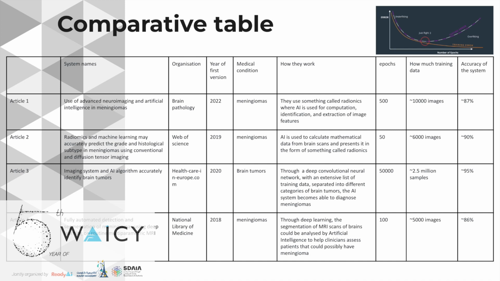In our last article, Article 4, it is the fully automated detection and segmentation of meningiomas using deep learning on routine multiparametric MRI by the National Library of Medicine. This was published in 2018 and covers the medical condition of meningiomas. It works through deep learning. The segmentation of MRI scans of brains can be analyzed by artificial intelligence to help clinicians assess patients that could possibly have meningioma. This system has around 100 epochs and uses around 5,000 training images. The accuracy of this system is around 86%.